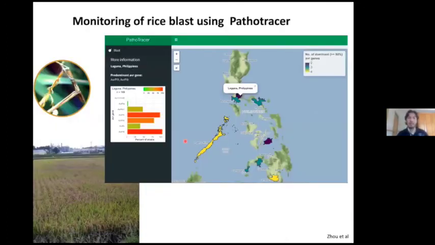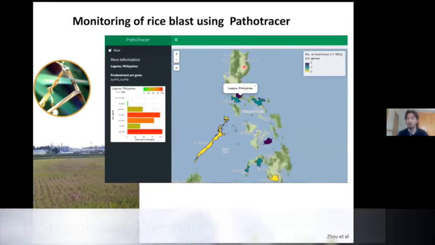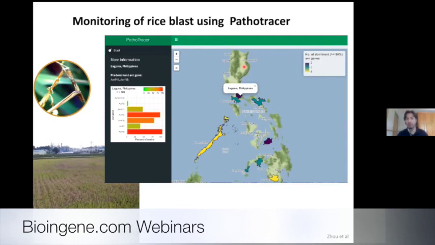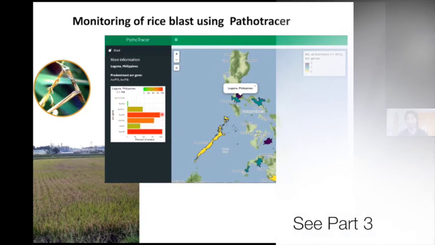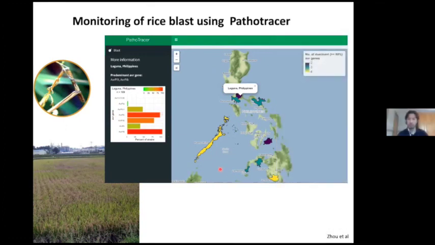This is the same platform, and this is a visualization for blast. Of course, each pathogen will have its own particular set of visualization. In here are, remember, the effectors. If we click on this location in the Philippines where IRRI is located, we know that the frequency of these effectors, called AVR-Pik and AVR-Pi9, is almost 100%. That means that if you use any of the resistance genes that recognize that effector, you are safe deploying that variety.